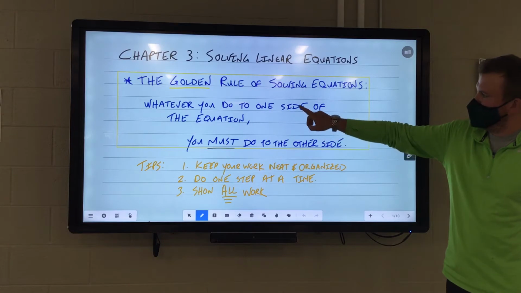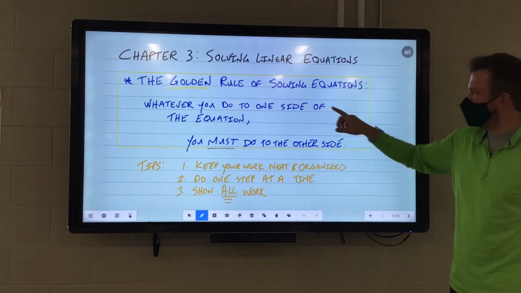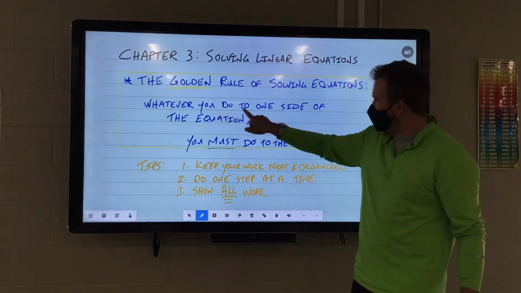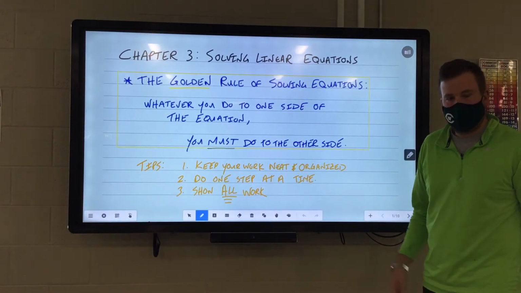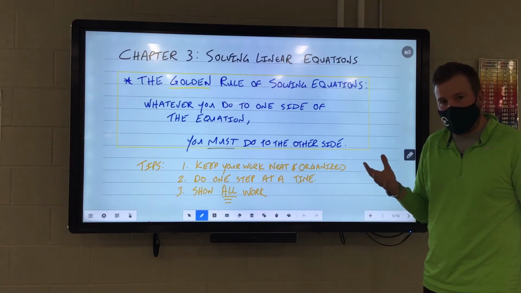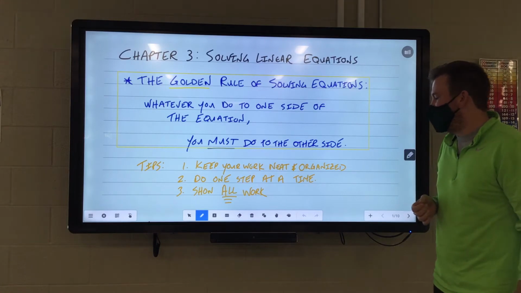First, the golden rule of solving equations. Alright, you need to remember the golden rule of solving equations. Whatever you do to one side of the equation, you must do to the other side. Alright? So we have to keep equations balanced, so whatever we do to one side, we do the exact same thing to the other side.